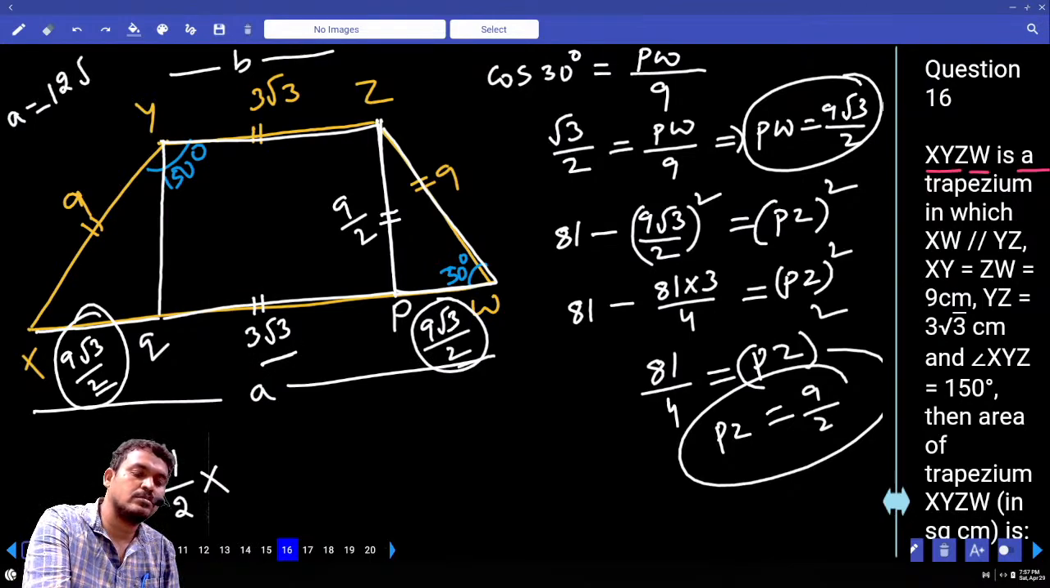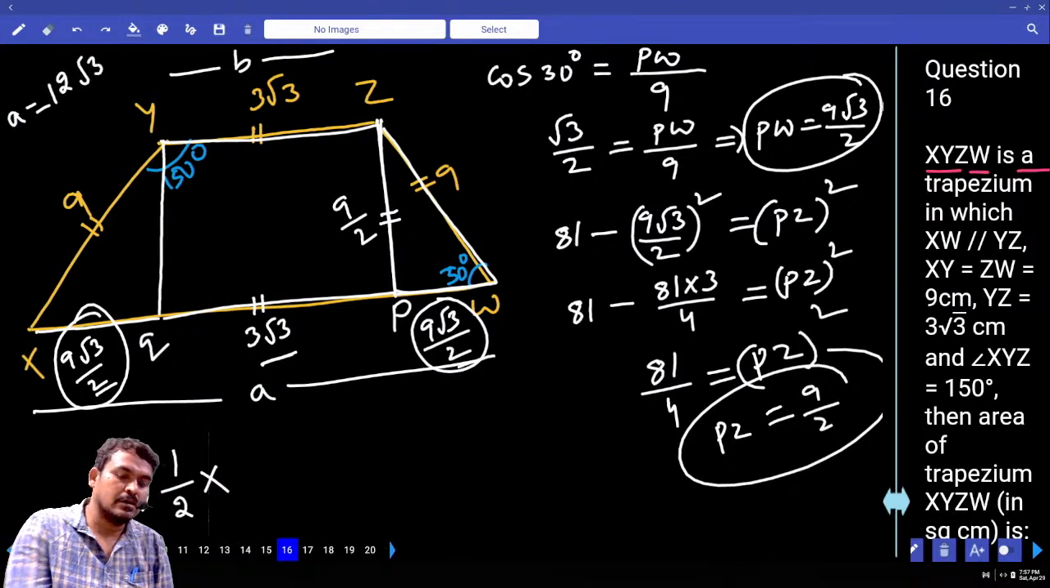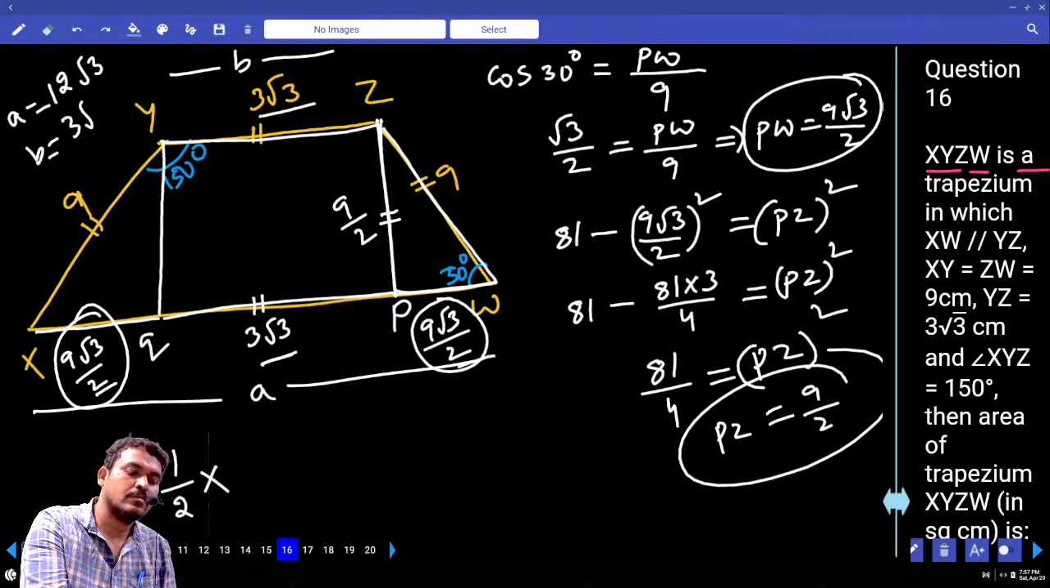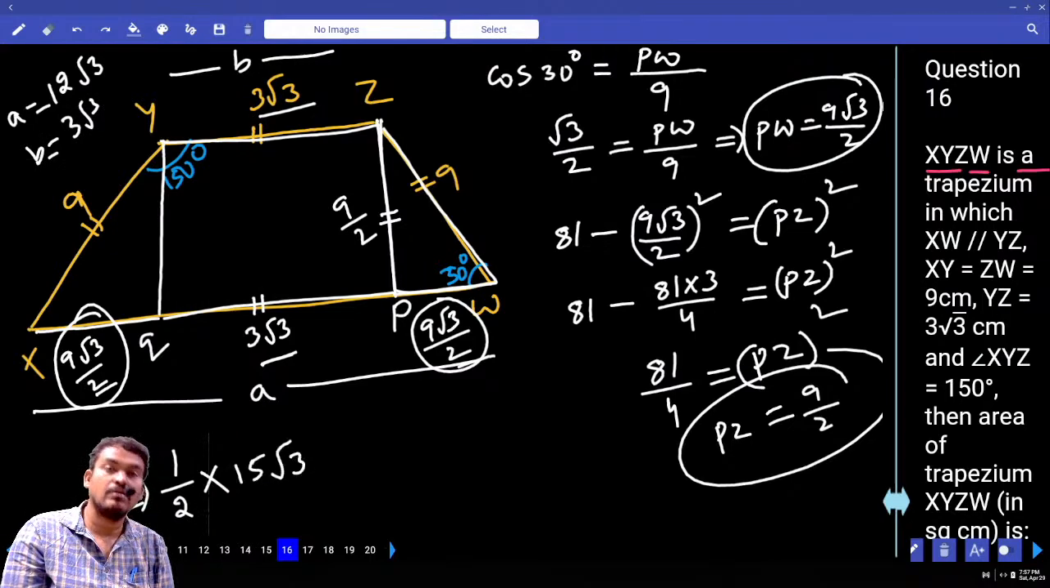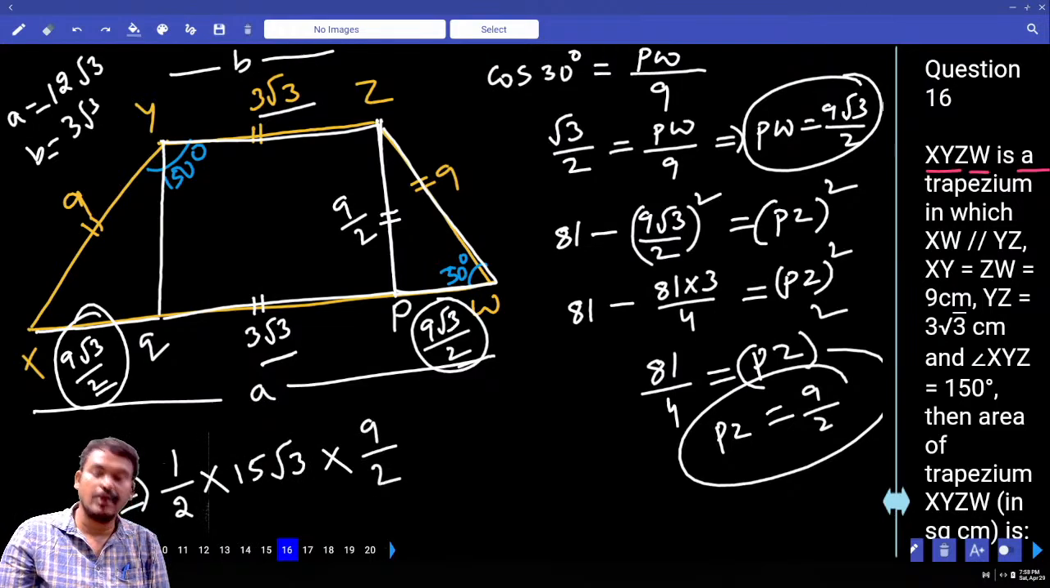A equal to how much? 12 root 3, or not? Next, B value. What is the B value? 3 root 3, or not? Then A plus B means 15 root 3, or not? Into, what is the height value? 9 by 2, or not? Half of it, how much is it? 135 root 3 by 4, or not?